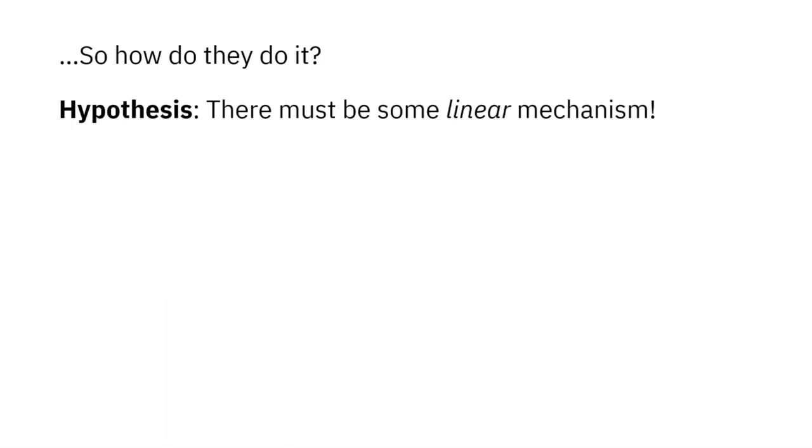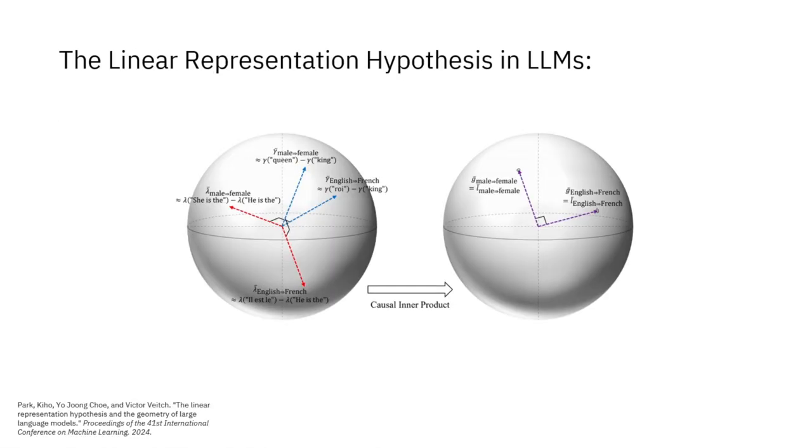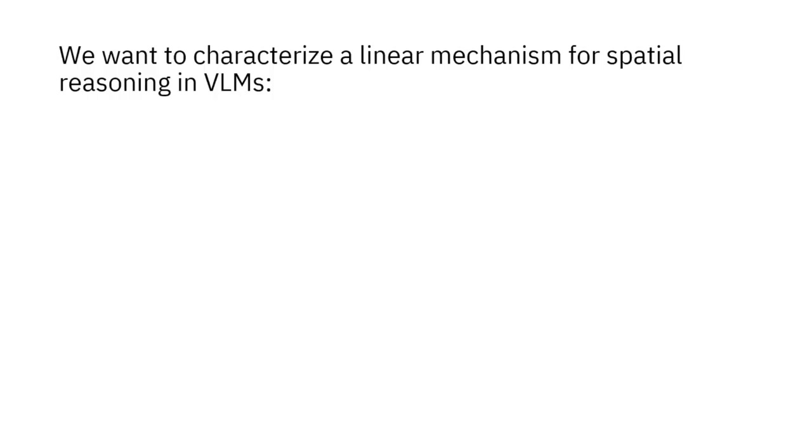We start with a hypothesis that there must be some linear mechanism that transfers spatial localization information from the image patches to the text tokens, and finally to the linear readout layer. This is empowered by the linear representation hypothesis in LLMs, which suggests that high-level semantic concepts are encoded as linear directions or subspaces in neural network representations. Let's first focus on spatial reasoning in 2D VLMs, and we can come back to temporal reasoning later.